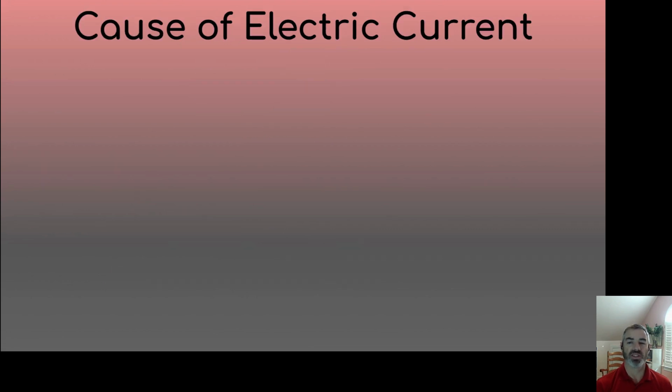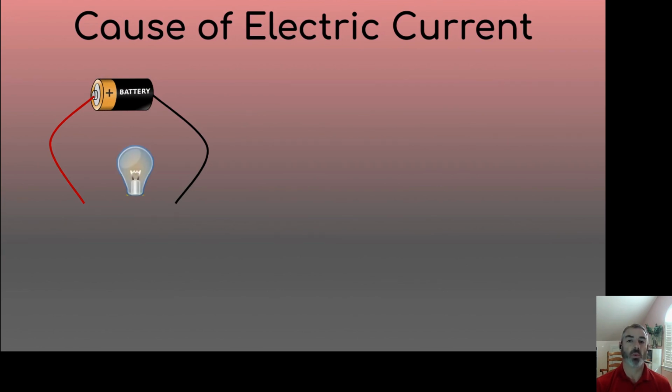Now, what causes the electric current? So we have a simple circuit where we have a battery, a couple wires hooked up to that battery, and we have a light bulb. Now, when we hook those wires up, the light bulb comes on. Now, what's going on that causes that light bulb to come on?